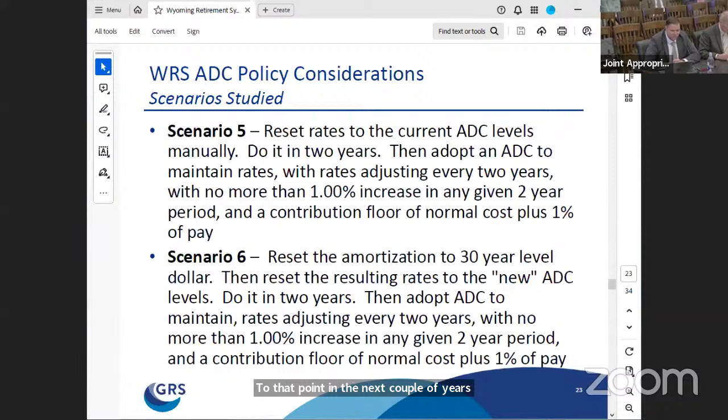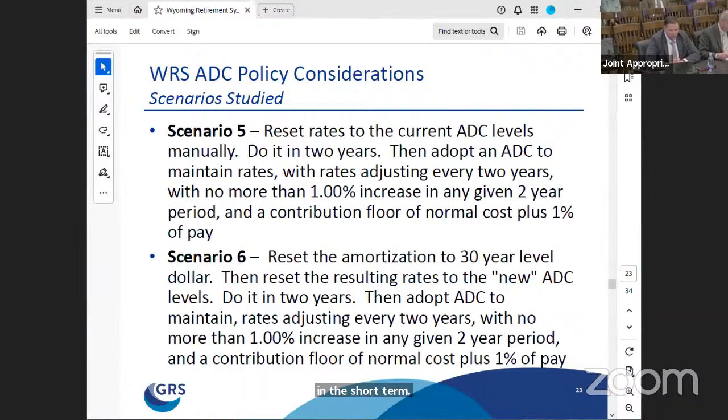Scenario 6, similar, but this is a reset to the 30-year level dollar. And then we also say we're going to manually get up to that actuarially determined contribution amount so that there is that budget stability. We know exactly what the contributions are going to be in the short term.